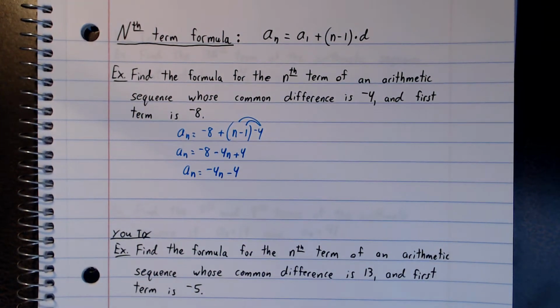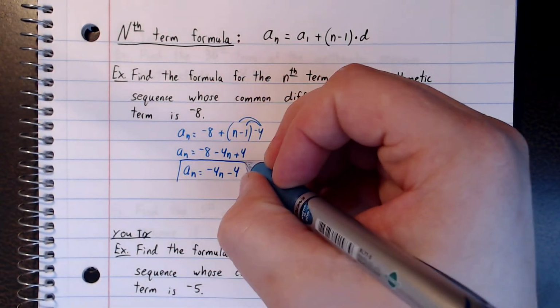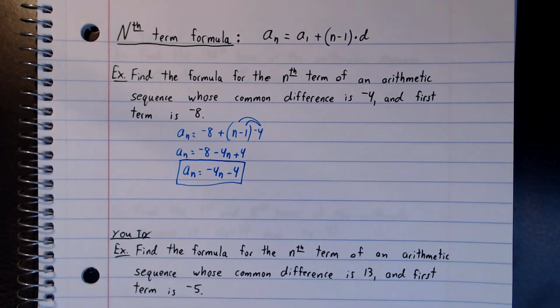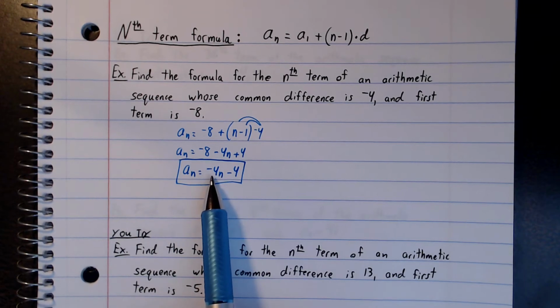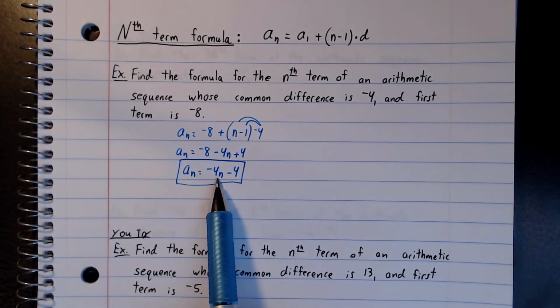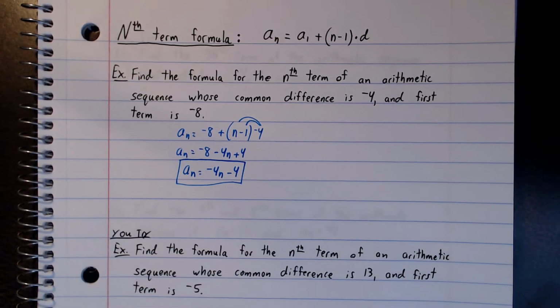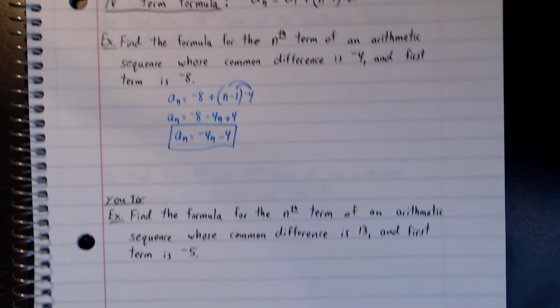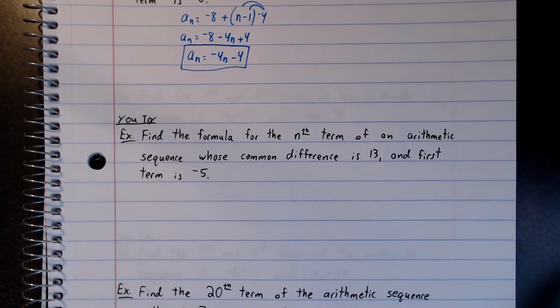If I combine like terms, that -8 and that +4, here's what we get: -4n minus 4. So this is the formula. So if you want to know, let's say, the fifth term, if we do -4 times 5 minus 4, that would give us the fifth term's value. Pretty cool. So you're going to try this on your own. Basically, you're plugging in the values into this formula. So pause the video and resume when you're ready to check.